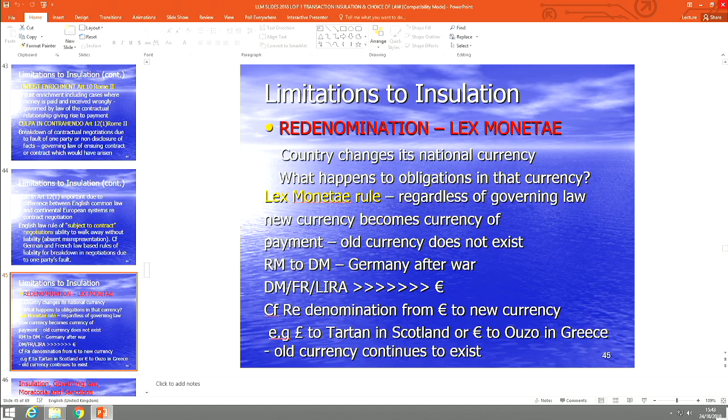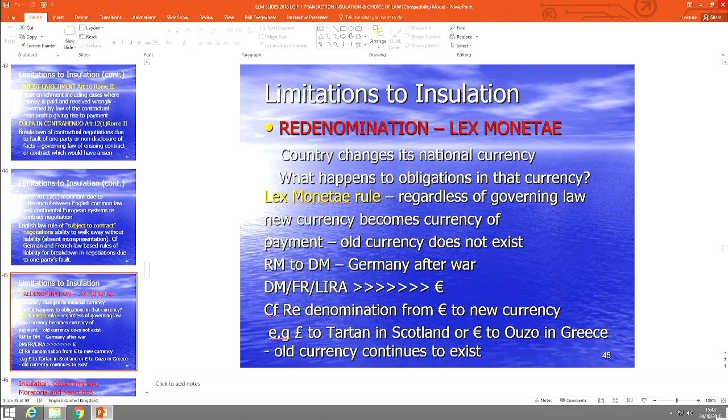Got it? So let's go back. Take Greece. Euro-denominated obligations. Greek government says, that's it. Euro is no longer the currency of Greece. We're adopting new drachma. Does the Lex Monetae rule now enable all obligations of the Greek government to be redesignated in new drachma in place of euros? Answer was no, because the Lex Monetae rule wouldn't apply because it only applied where the old currency ceased to exist. The euro doesn't cease to exist.